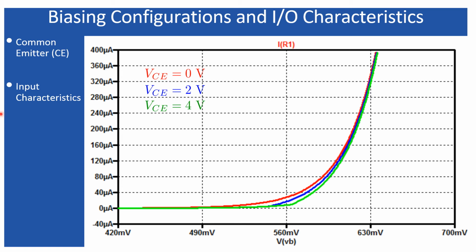Now, if we compare the common base configuration with the common emitter configuration, you can see the nature of the curves are almost similar to each other. The major difference is that in the last case, when VCB was increasing for each and every experiment, the input current, which was the emitter current for common base, was increasing also. But in this case, when VC gets increased, we can see the input current, which is the base current, is decreasing. The reason in both these cases is the early effect or the base width modulation.